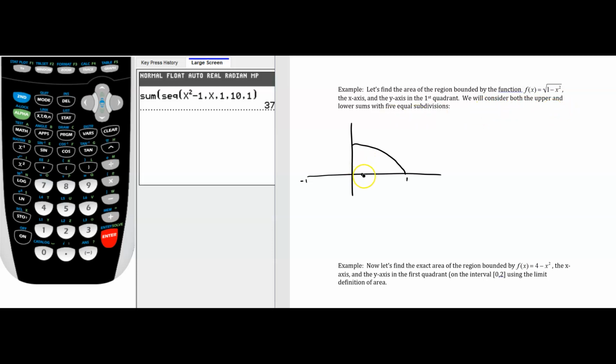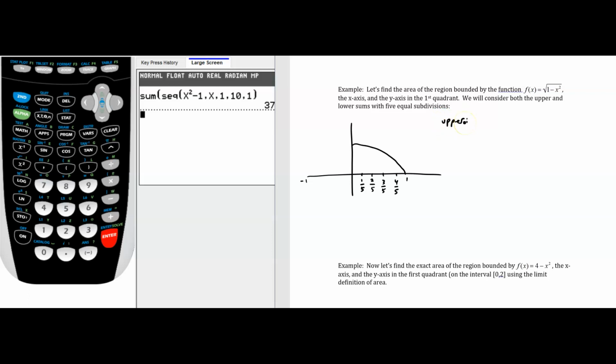If we have 5 subdivisions, and this is going from 0 to 1, then take the length of your entire interval and divide by 5. So the width of each subinterval is 1/5. We'd be at 1/5, 2/5, 3/5, 4/5, and then 5/5, or 1. And so we are going to generate some rectangles. At first, I want to do an upper sum.